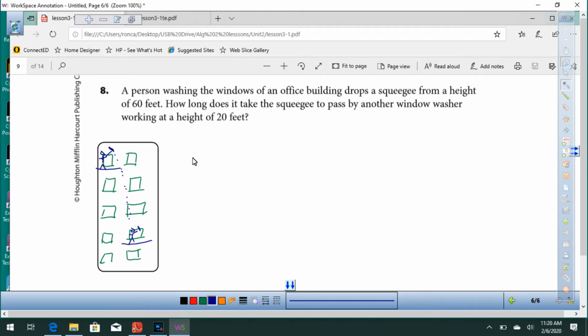So how long does it take? And we'll say this guy here is at 20 feet, and this up here is at 60 feet. So how long does it take?